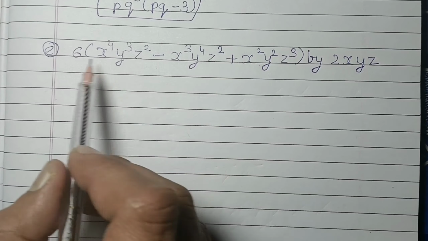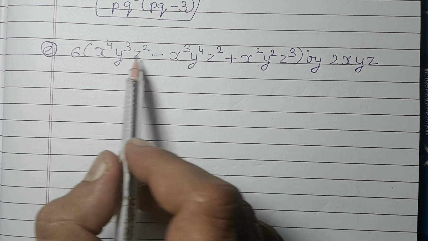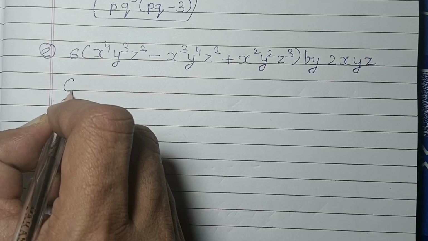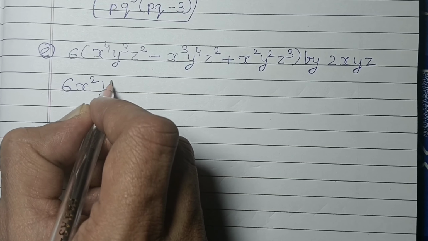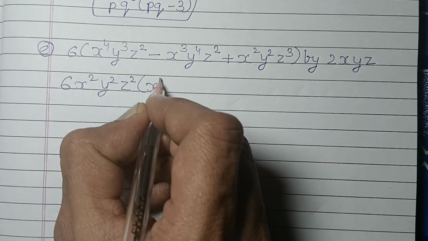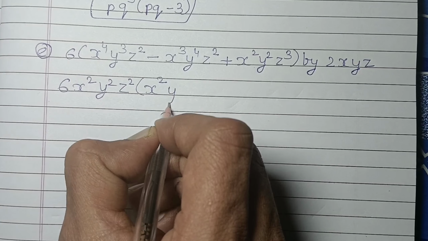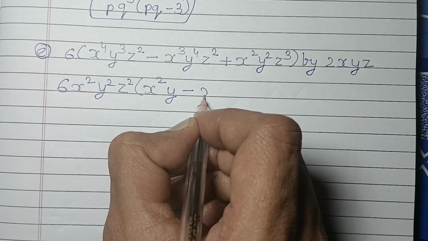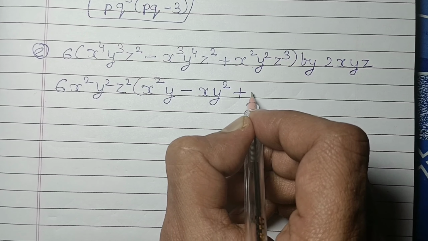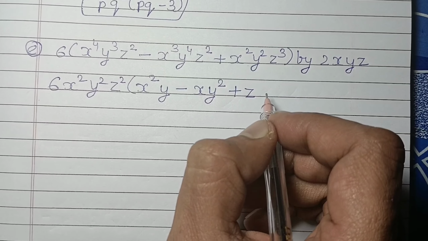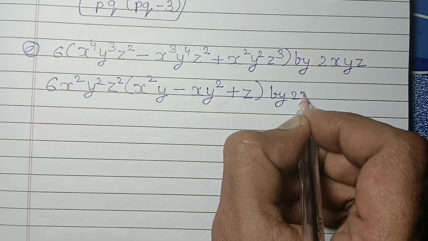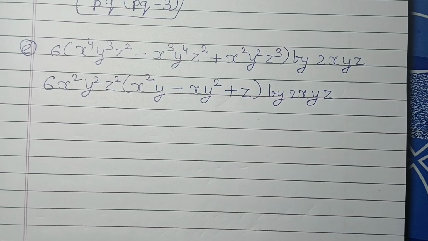x 2 times we can take out common, y also 2 times, and z also 2 times we can take out common from this. So 6x square y square z square, if we take out common, then here 2 times x will be remaining, so x square y minus here xy square plus here z will be remaining, and we have to divide these by 2xyz.